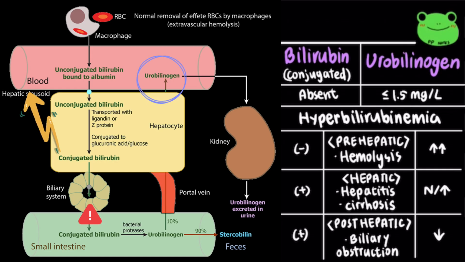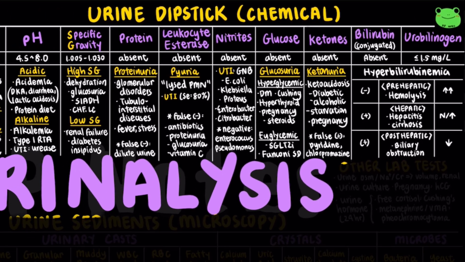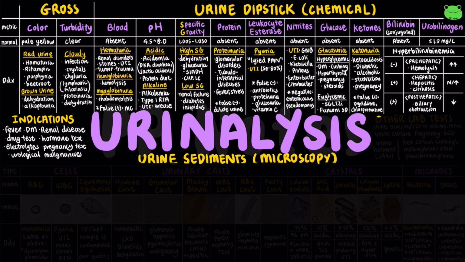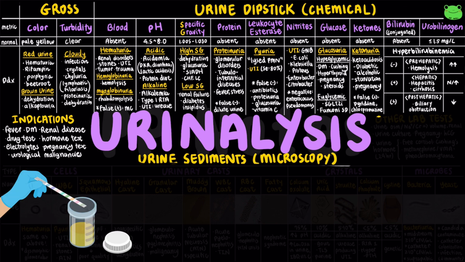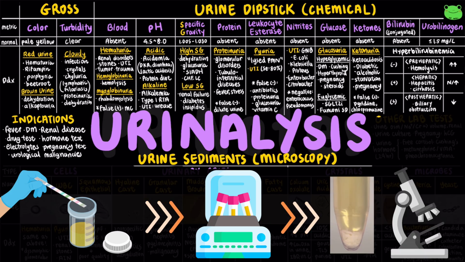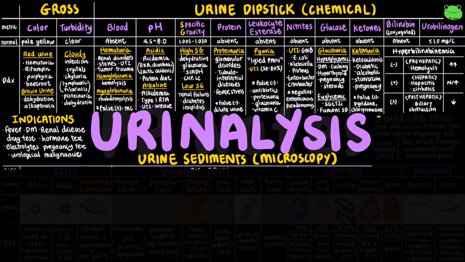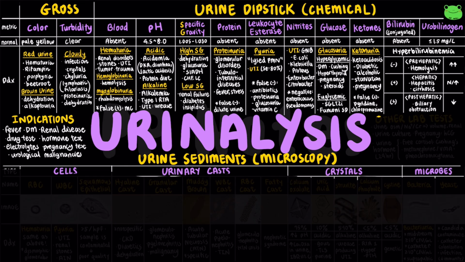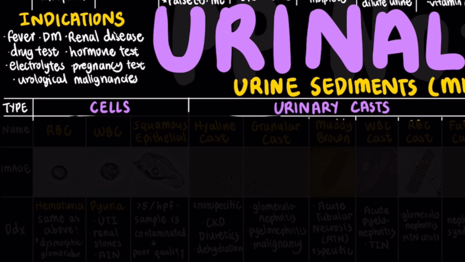Now let's move on to urine microscopy, also known as the urine sediment exam. After we dip the urine, we spin it down in a centrifuge and look at the solid part, called the sediment, under the microscope. This helps us directly visualize cells, casts, crystals, and microorganisms that can't be picked up by the dipstick. Let's start with cells.